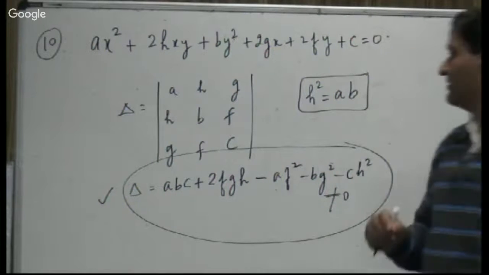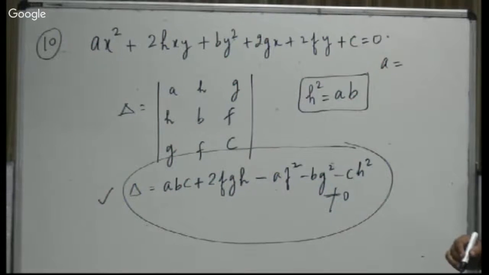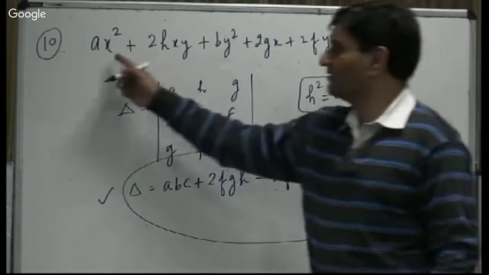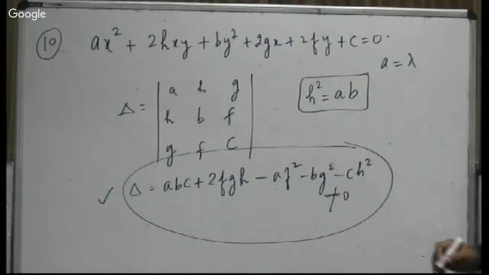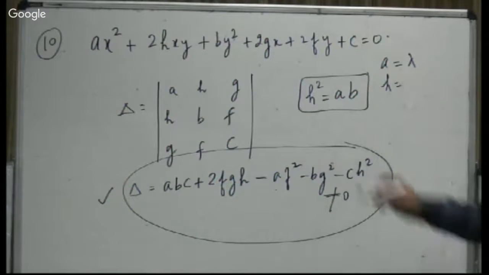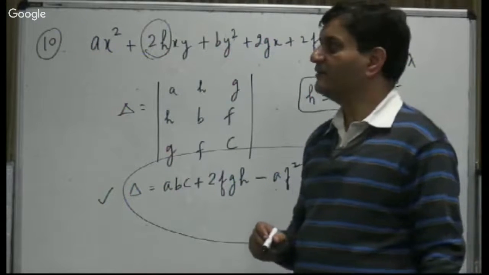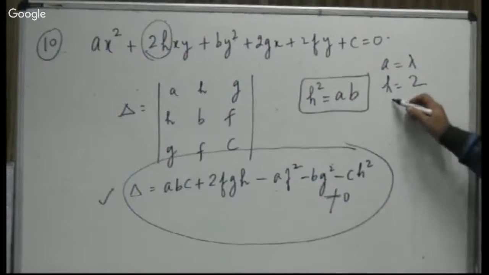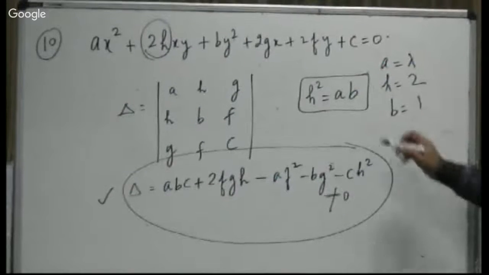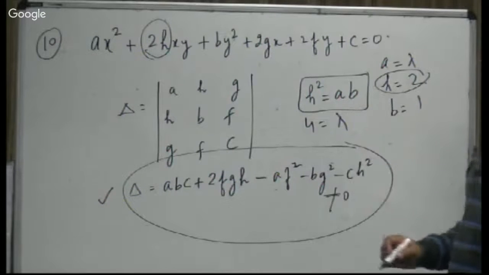Now if you look at this question, what is the value of A? Coefficient of x square. See, you look from here, the coefficient of x square is A. So A is lambda. What is the value of h? How will you obtain h? Take the coefficient of xy and divide by 2. So if you take the coefficient of xy and divide by 2, you get 2. And what about b? Coefficient of y square is 1. So h square equal to ab will give you 4 equal to lambda. So what is the answer? B.